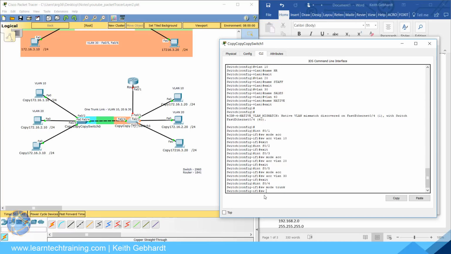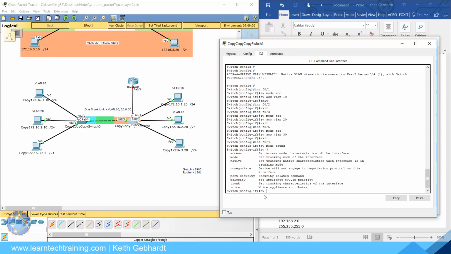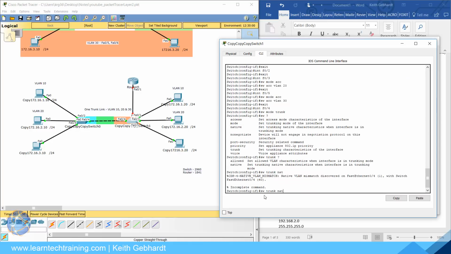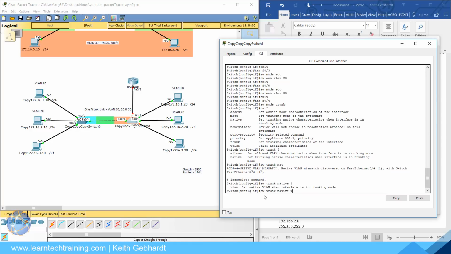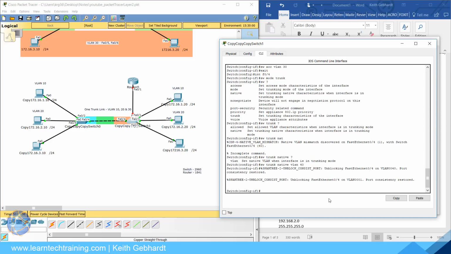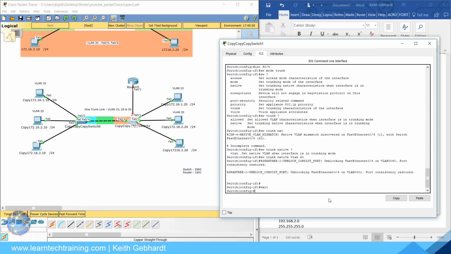Switch port. Now look at all the possibilities you have. But we have a trunk. And then we could say native. Oops, see? Mismatched command. Native VLAN 40. Boom. Alright, so it's now unblocking it. Port consistency back up. Our trunk link is indeed working. So, we are good right here for now.